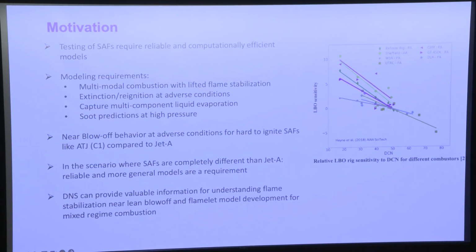And so if you have SAF fuels like alcohol to jet or C1 as a representative low DCN fuel, we'd like to study its dynamics near lean blow-off compared to the conventional jet fuel, Jet A. And so anyway, we hope DNS can provide useful information to help understand flame stabilization near lean blow-off. And then this would help assist in the development of flamelet models that can operate under these highly mixed mode regimes.